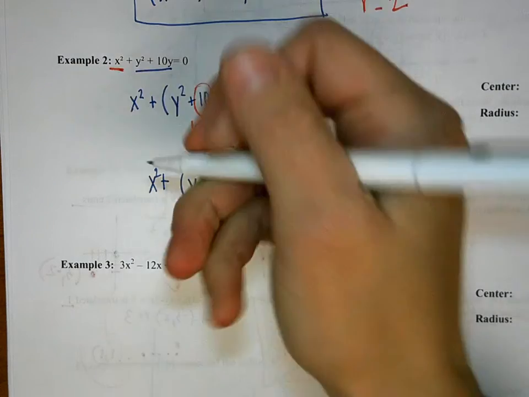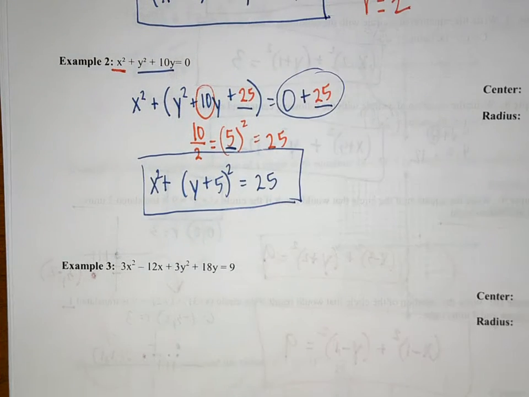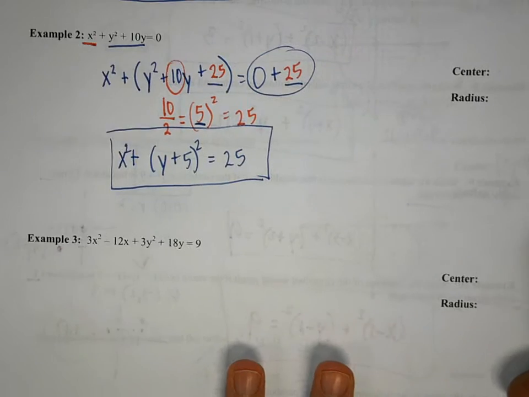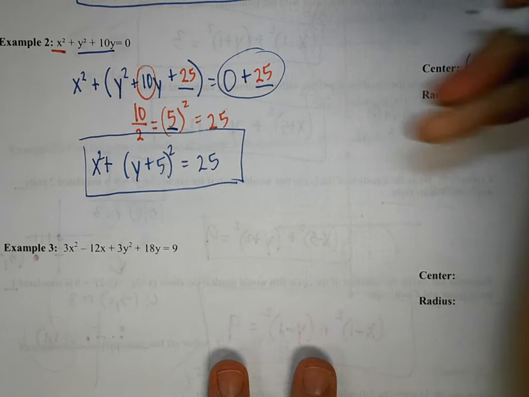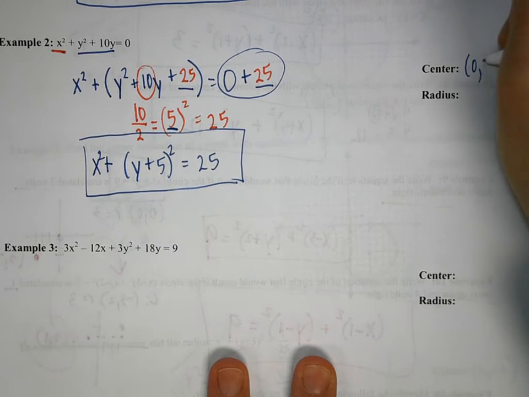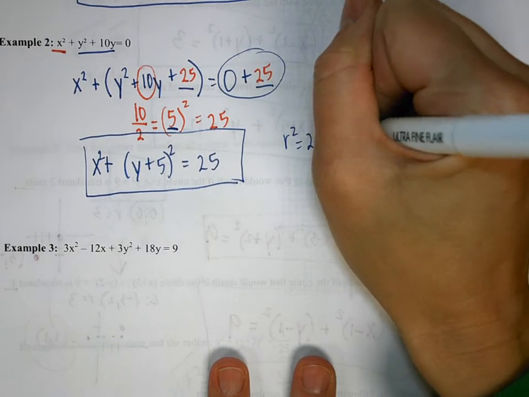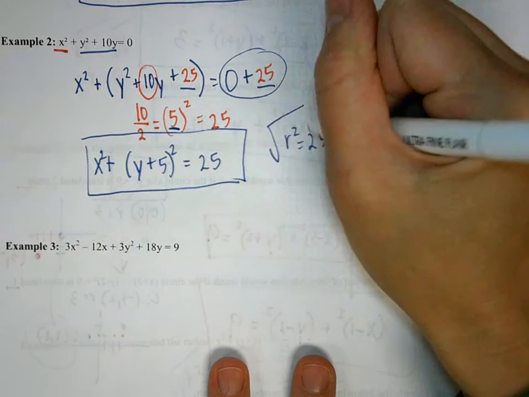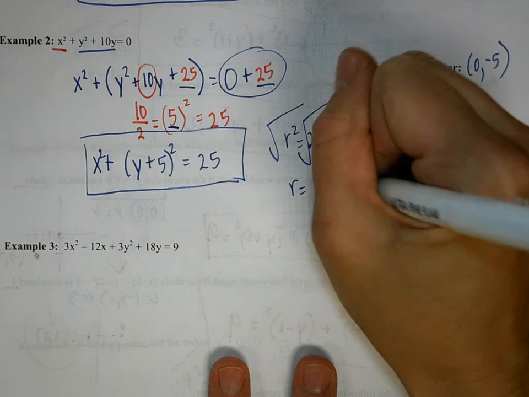So now my circle has been written in descriptive form. And we can write our center. In this case the x value of the center is 0, and the y value will end up becoming -5. For our radius, r squared equals 25, and to find the radius, we take the square root of both sides, so my radius is 5.